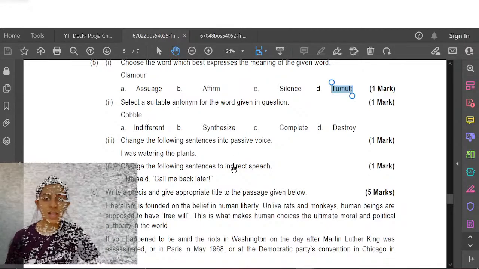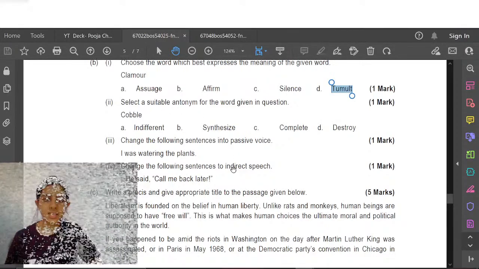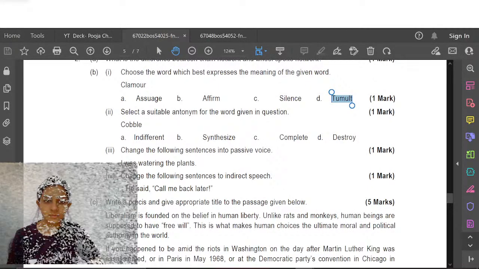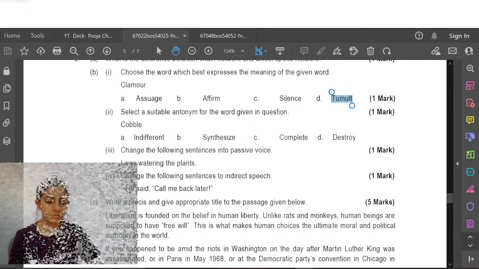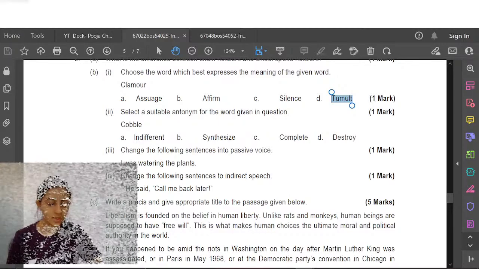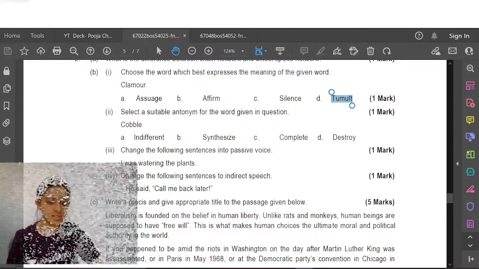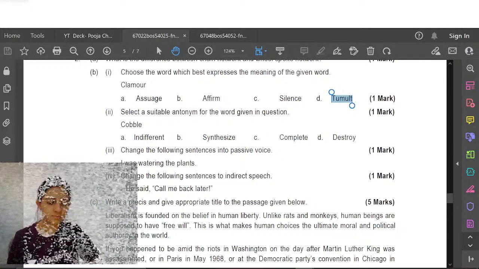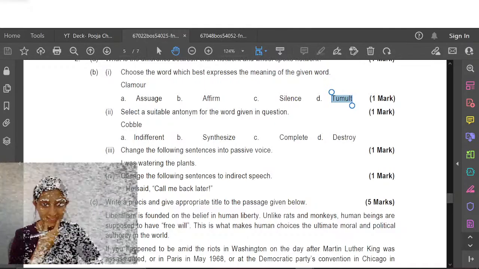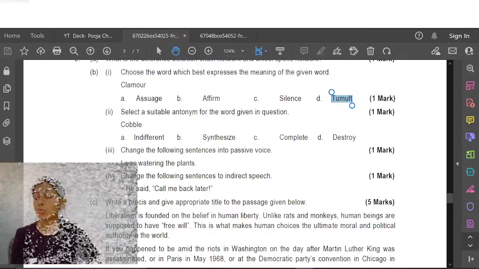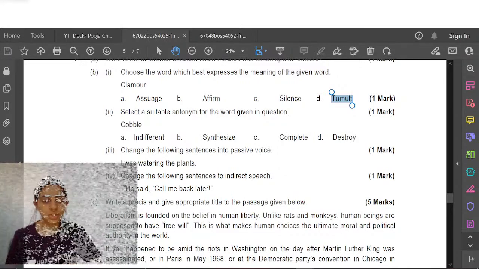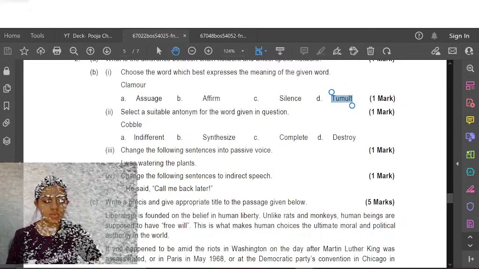Select a suitable antonym for the word given in the question. Cobble. Give it a shot. Okay. Do you guys know who is a cobbler? A cobbler is someone who mends shoes. He is called a cobbler.